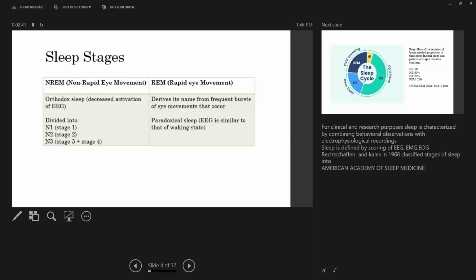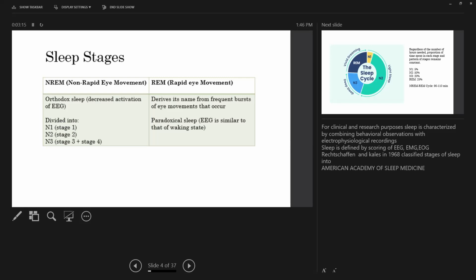So broadly, sleep is divided into two stages: non-REM and REM. The term REM stands for rapid eye movement. Sleep is defined from a behavioral perspective, from what we observe, and by electrophysiological recordings, that is by electrooculography, electroencephalography, and electromyography. So rapid eye movement means that during this stage of sleep, frequent bursts of eye movements occur.